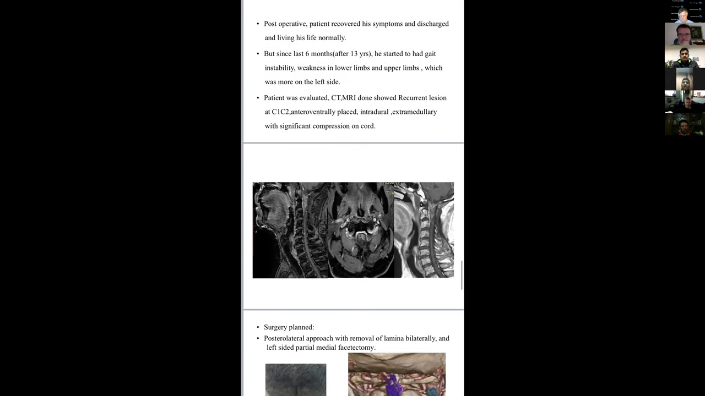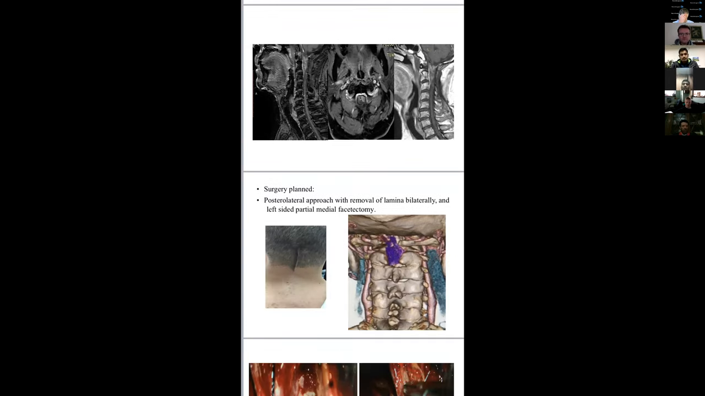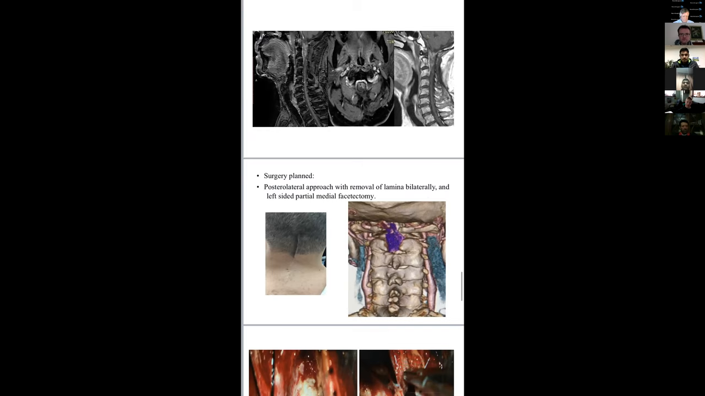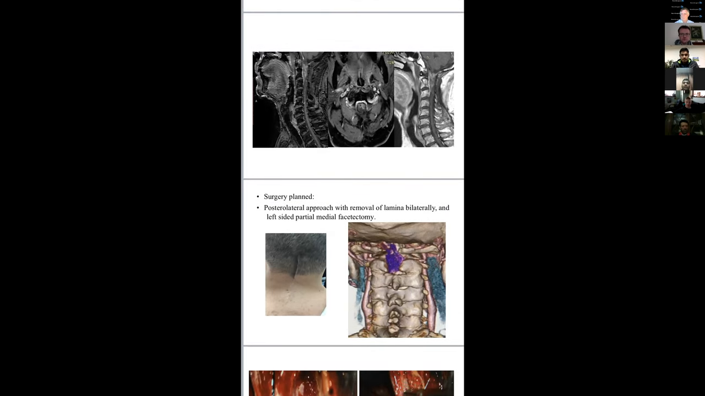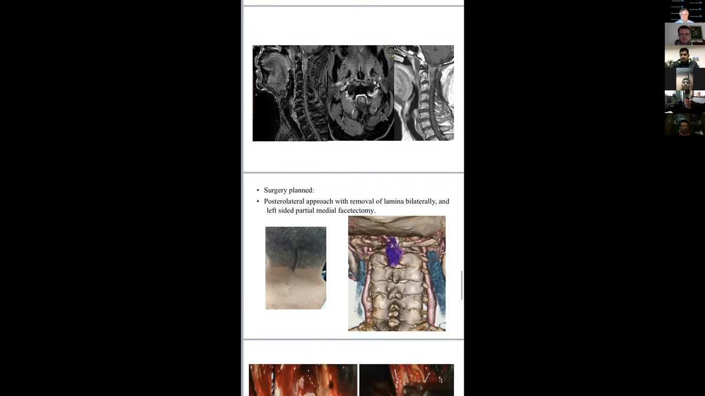So surgery is planned. The first picture shows the previous incision, and the second picture is the CT we have done. This blue region shows the defect of the previous surgery. Surgery is planned with more bone extension, and we have included some medial facetectomy also.